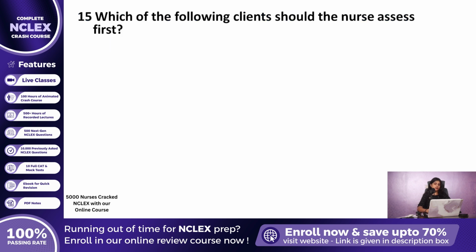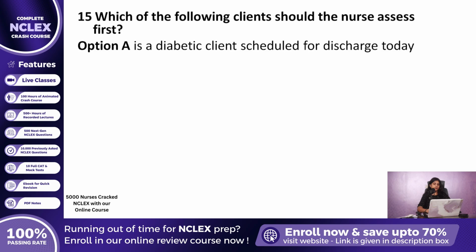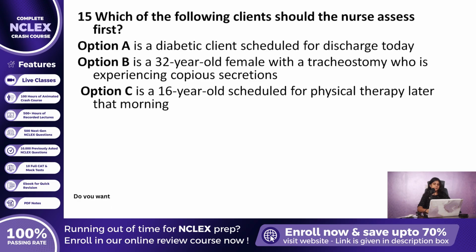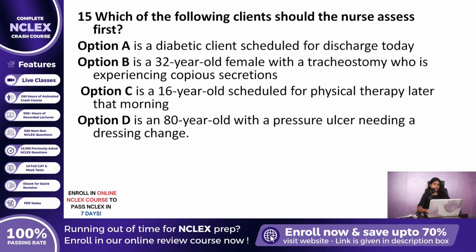Finally, let us explore question 15, which deals with prioritizing assessments during initial morning rounds. The nurse must decide which client to see first. The question is, which of the following clients should the nurse assess first? Here are the options. Option A is a diabetic client scheduled for discharge today. Option B is a 32-year-old female with a tracheostomy who is experiencing copious secretions. Option C is a 16-year-old scheduled for physical therapy later that morning. And option D is an 80-year-old with a pressure ulcer needing a dressing change. The correct answer is option B, a 32-year-old female with a tracheostomy who is experiencing copious secretions.